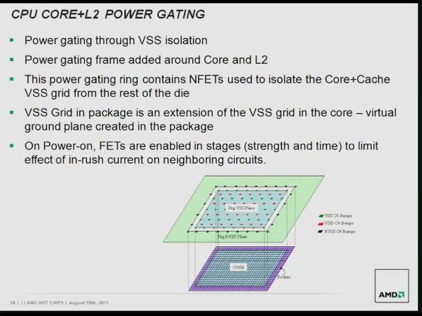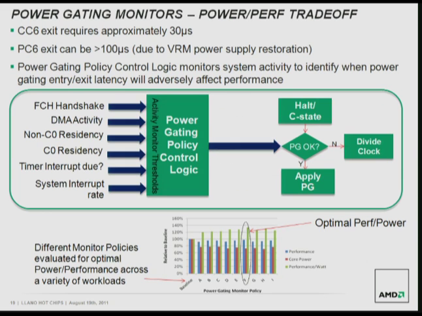And additionally, to control inrush currents when we turn something back on, we have a mother-daughter arrangement where we power up the core gradually using weaker FETs and then supplement them in a time-based manner with a higher powered FET to actually give us the low resistance on characteristics.